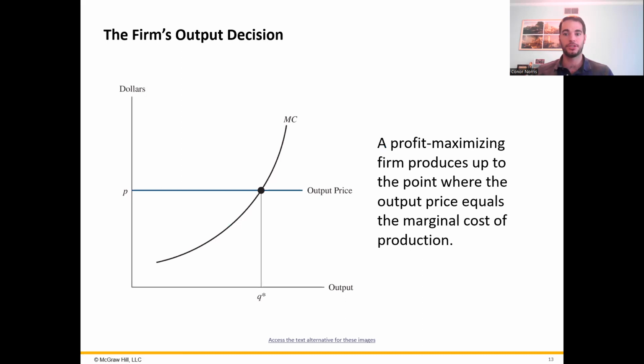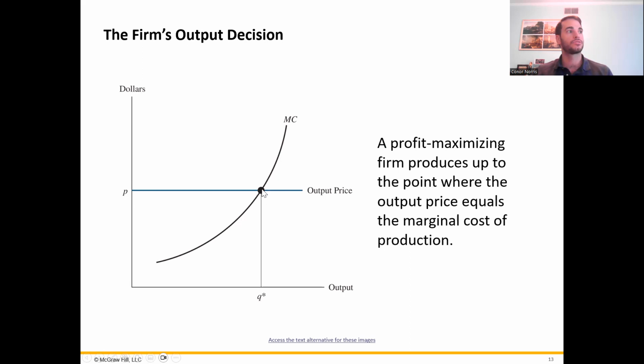So the firm is going to produce up to the point where the marginal cost, this marginal cost curve, equals the output price. Because the price is a straight line, no matter how many units they sell, it's going to be the same price. The marginal revenue they get is going to be at P, that price. So if it's $15, they sell another unit, they get $15.